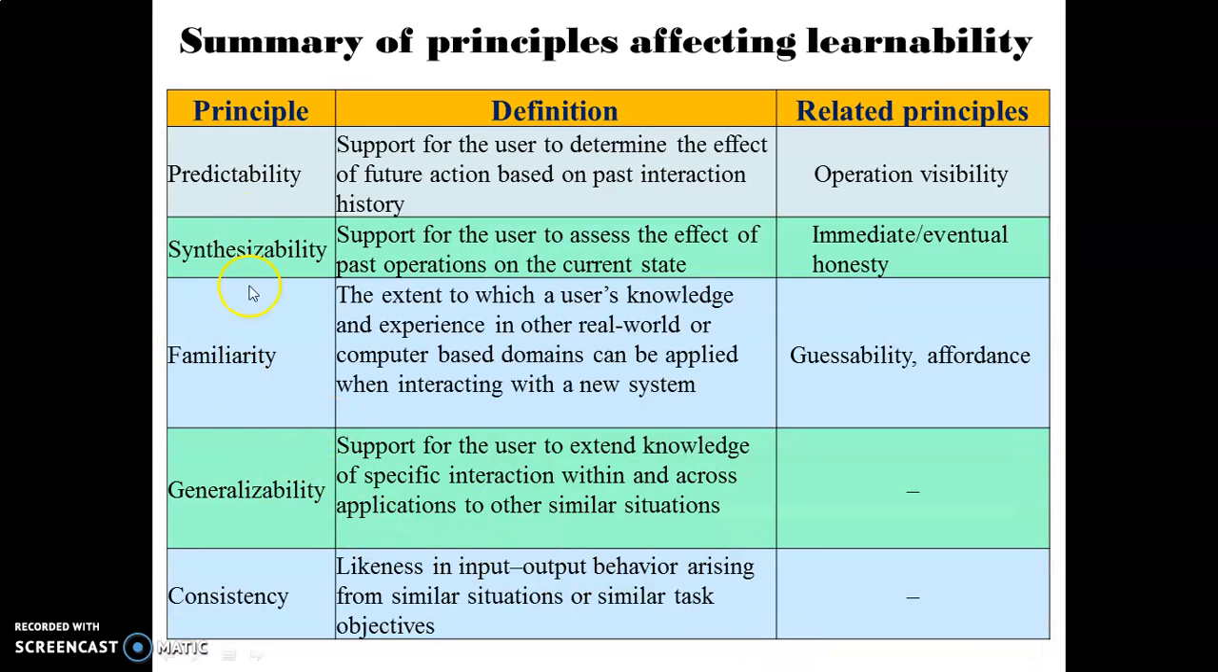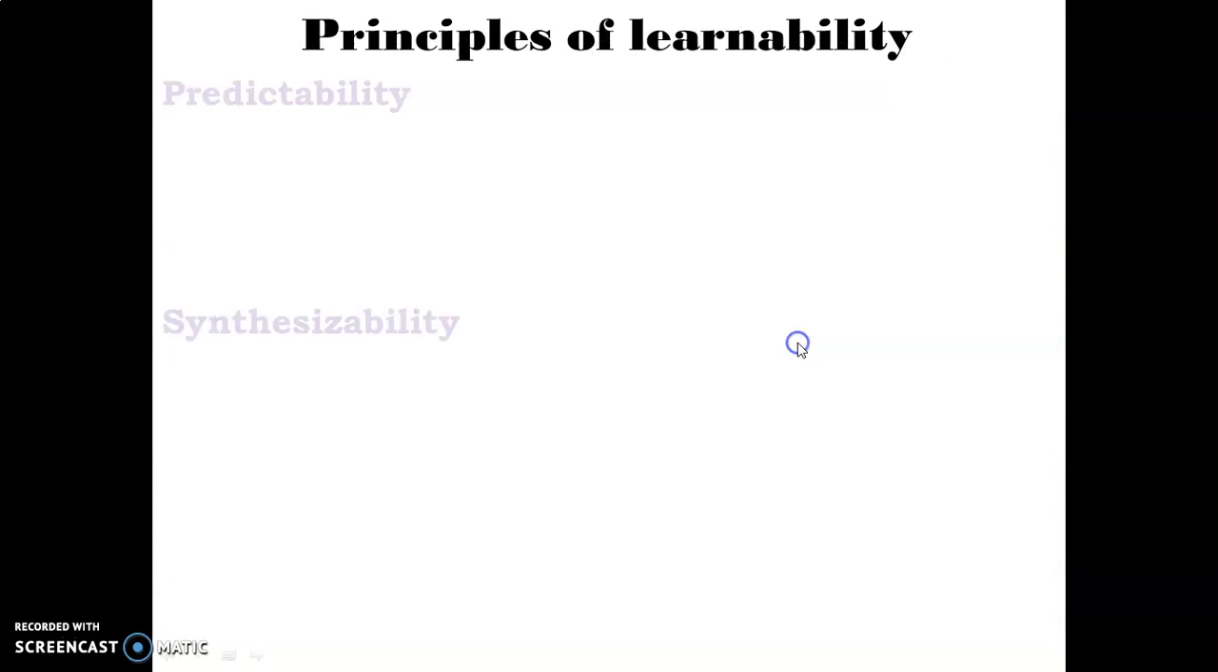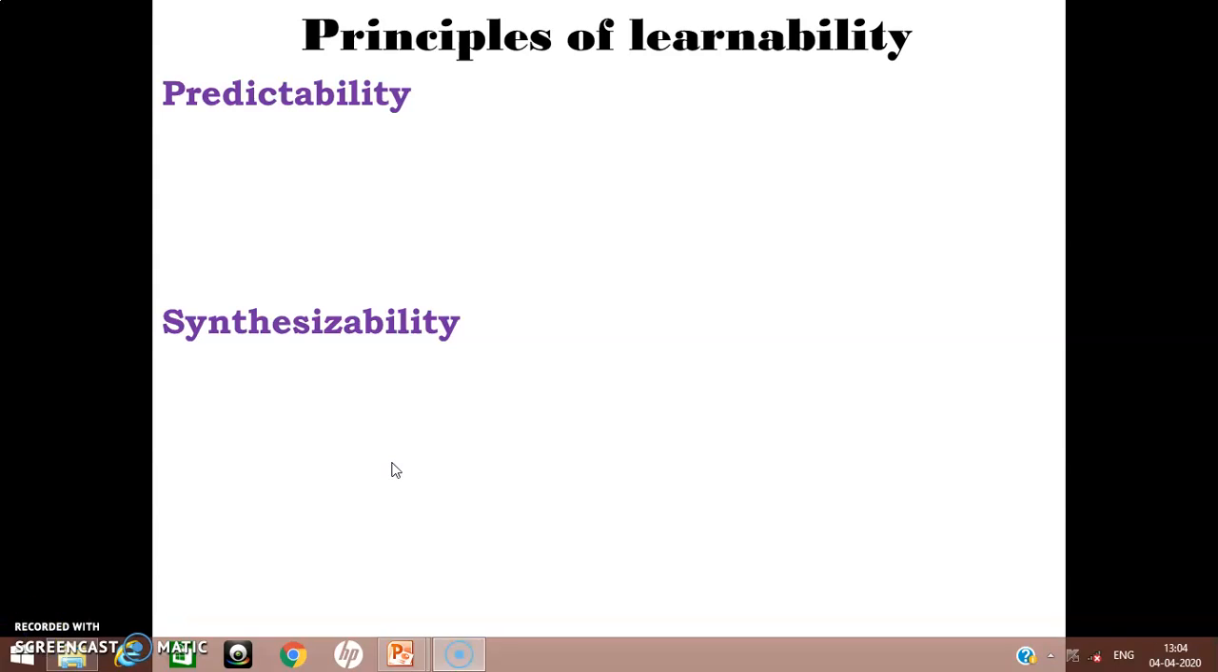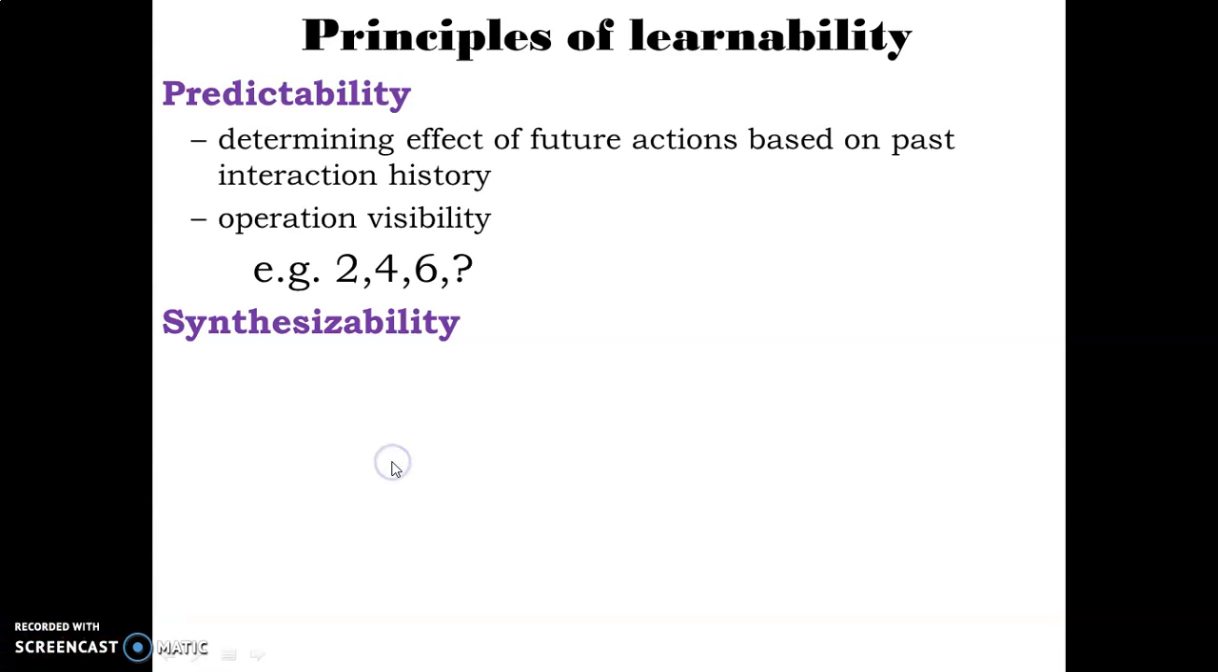So these are the names of the principles which are affecting learnability, the definition and the related principles. So let's start learning them one by one. So what's predictability? Predictability deals with future interactions. It considers some mental models and is a user-centered concept. Consider a mathematical puzzle with 3 or more numbers as shown over here given to you and asked to predict the next number in the sequence.